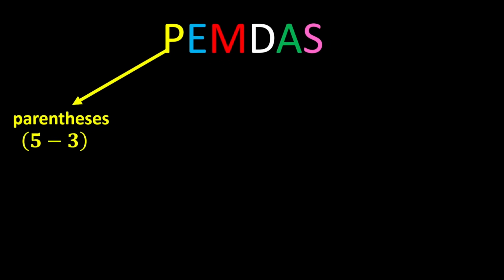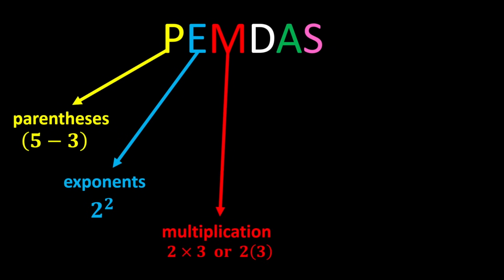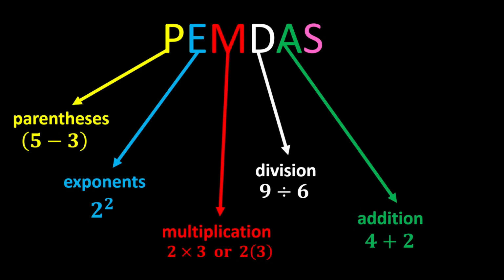P stands for parentheses. E stands for exponents. M stands for multiplication. D stands for division. A stands for addition. And S stands for subtraction. According to PEMDAS, we first calculate the parentheses, then we calculate the exponents, after the exponents we perform the multiplications and divisions, and finally we do the additions and subtractions.